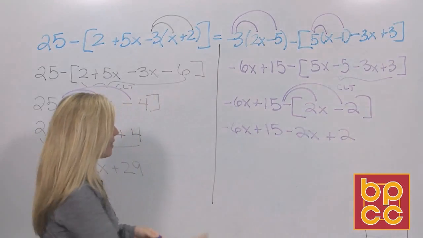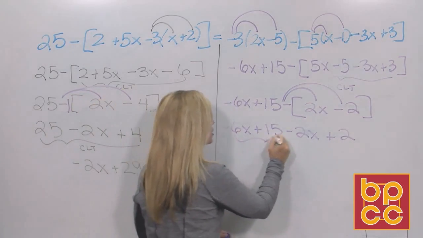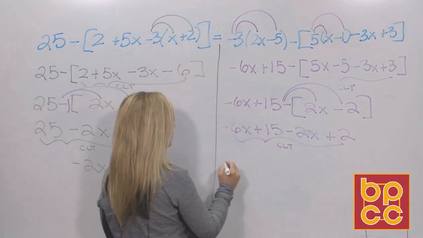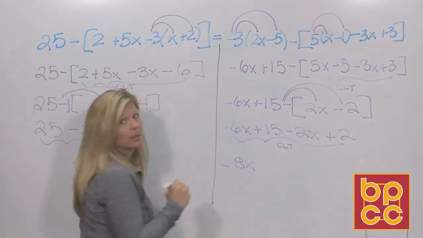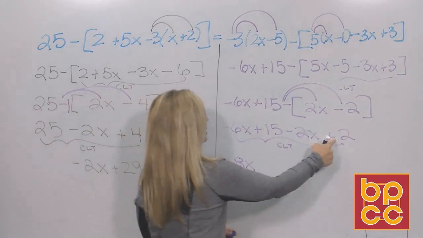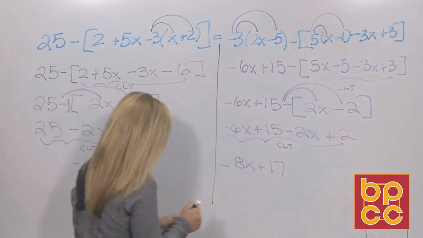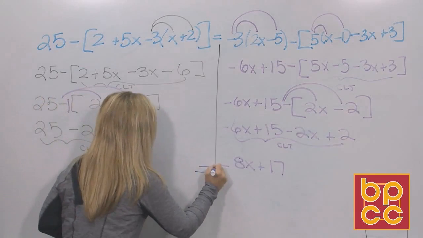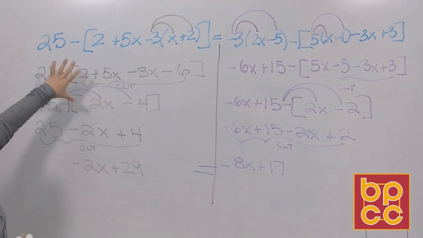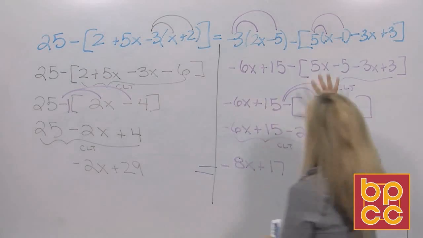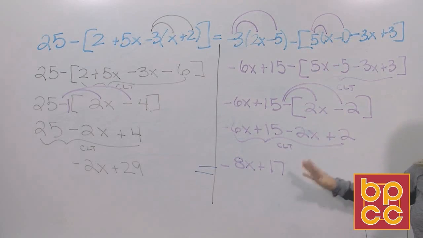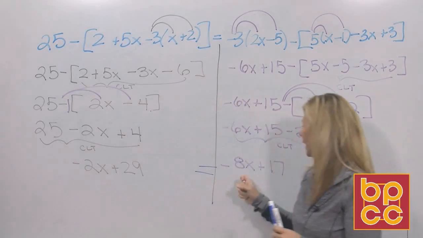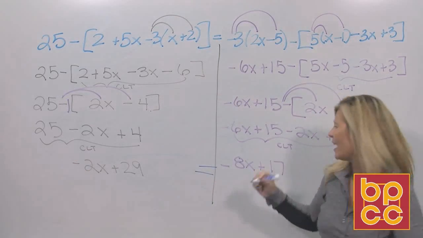Now that it's free and it's no longer in brackets, we still can collect like terms again. Negative 6x and negative 2x, because they're both negative, we're going to add, make negative 8x. 15 plus 2 is 17. Now, we're not done, but we're getting so much closer. Here's the equal sign. Now that we got the whole left side worked as far as it can go, and the whole right side worked as far as it can go, now we're on step 4. Move the variable to the left. Here's your variable. How do you move a negative 8x? You add it.